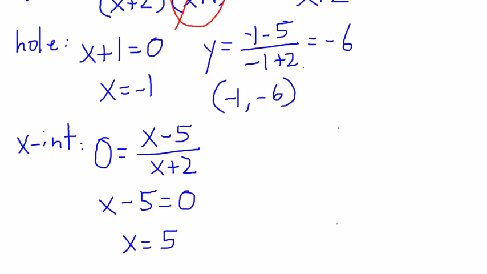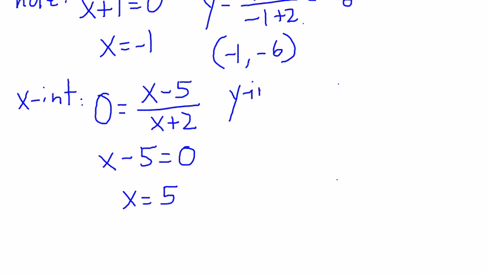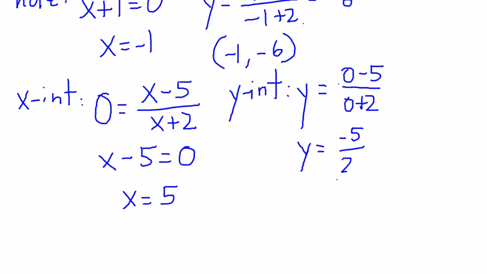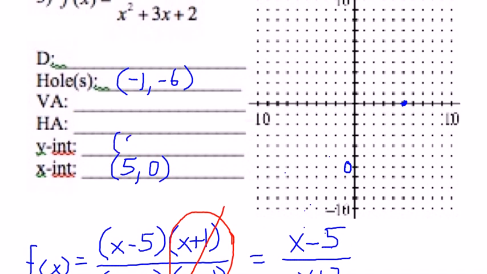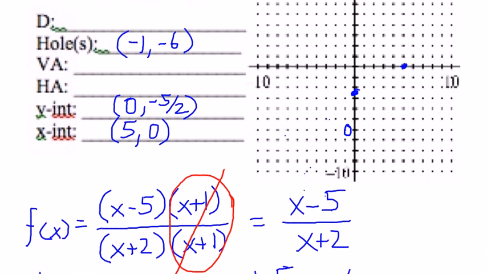And to find our y-intercept, you just plug in 0 for x. So 0 minus 5 over 0 plus 2. So y equals negative 5 halves. So our y-intercept is (0, negative 5 halves), which is negative 2.5. So there's that. So now let's do the vertical asymptote.